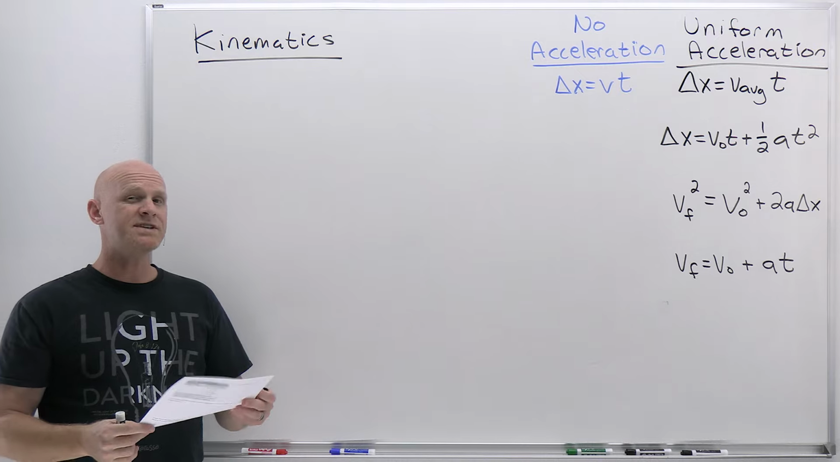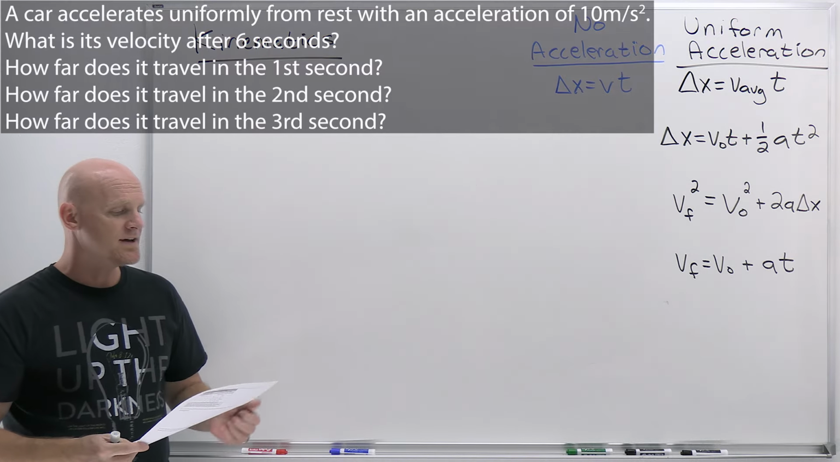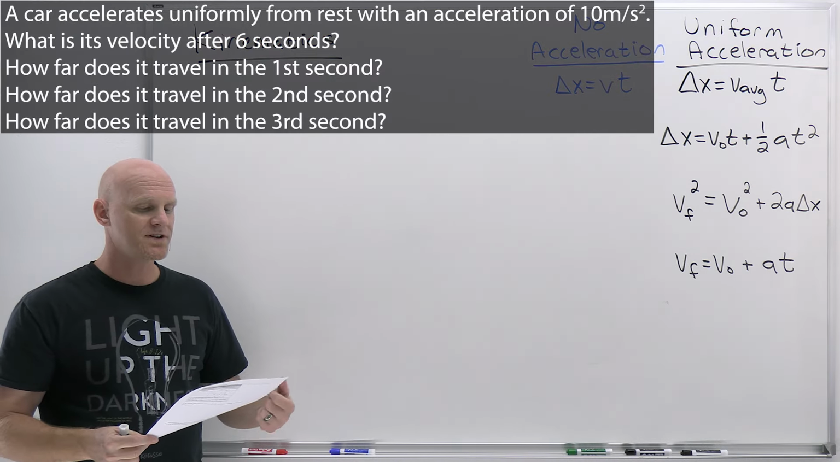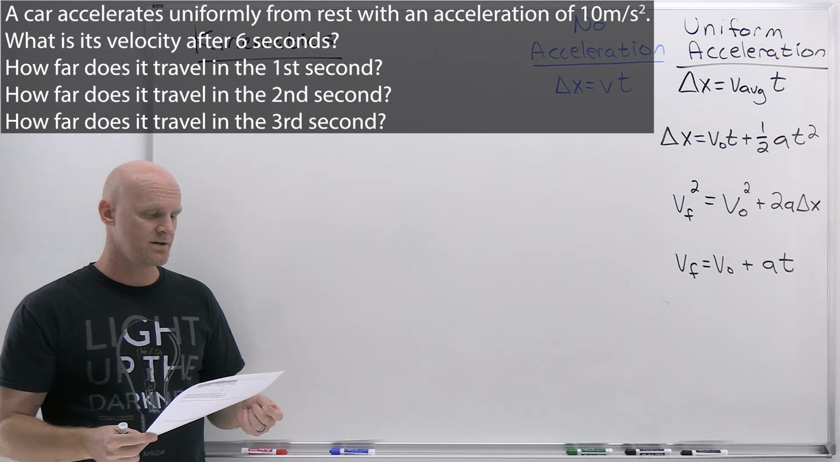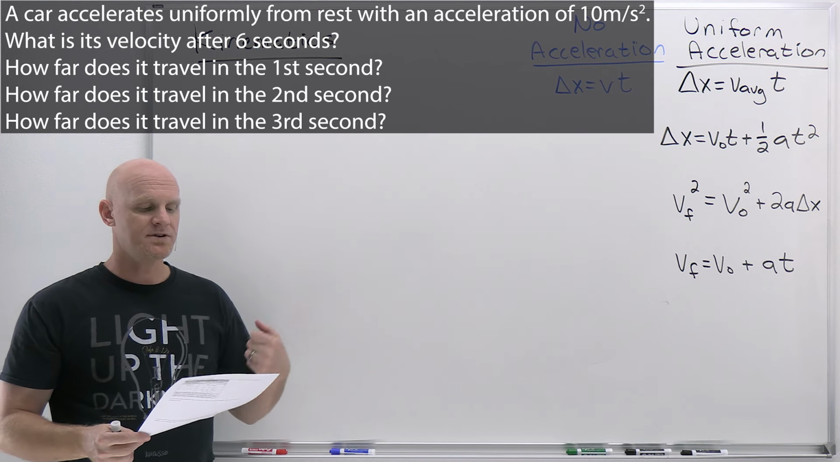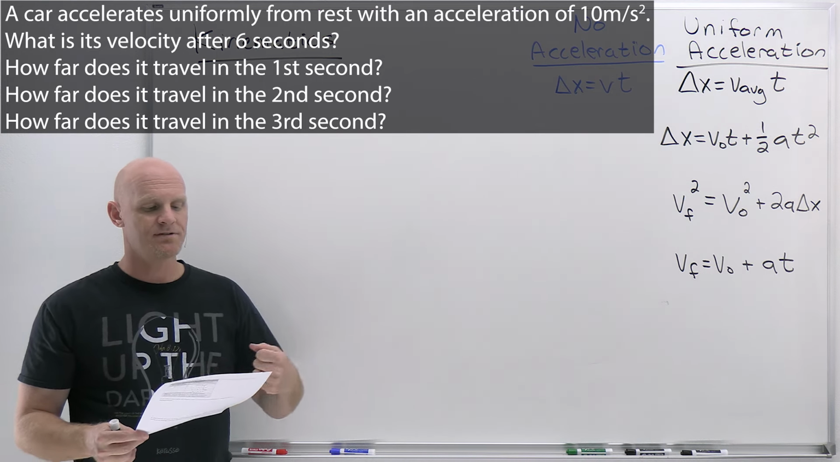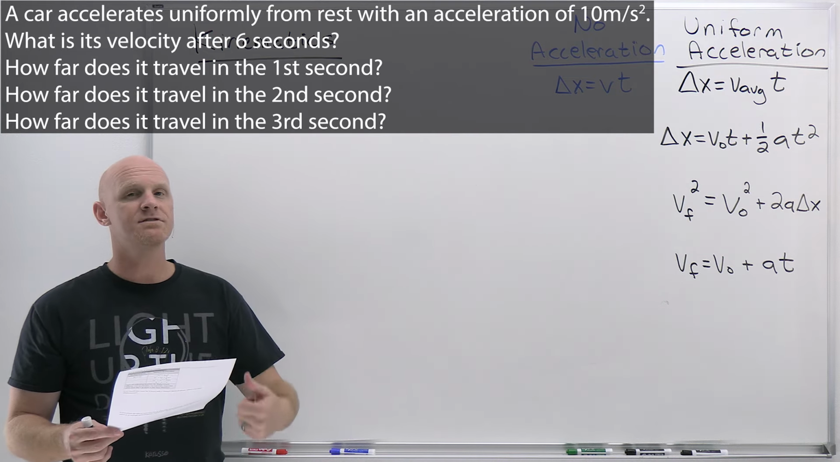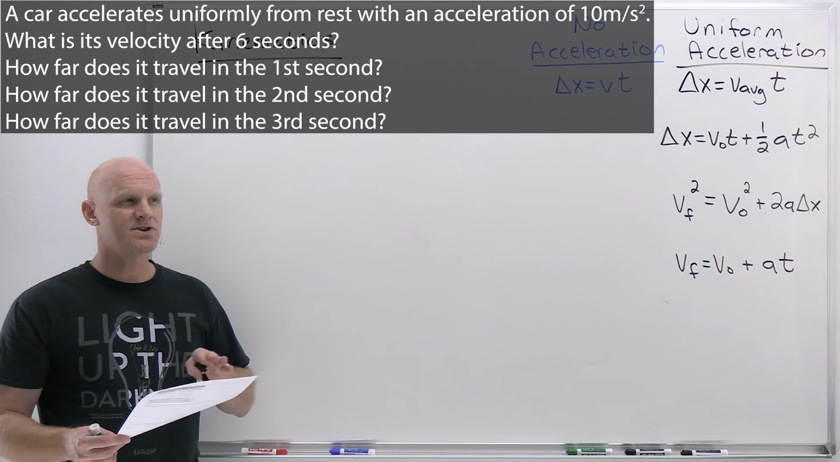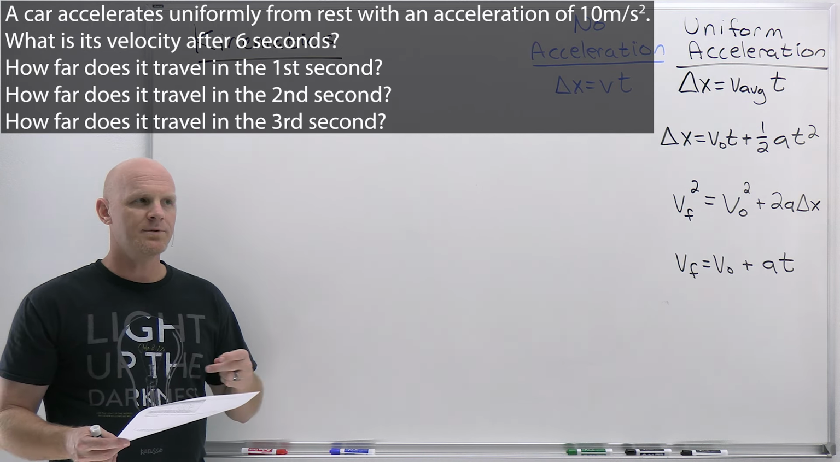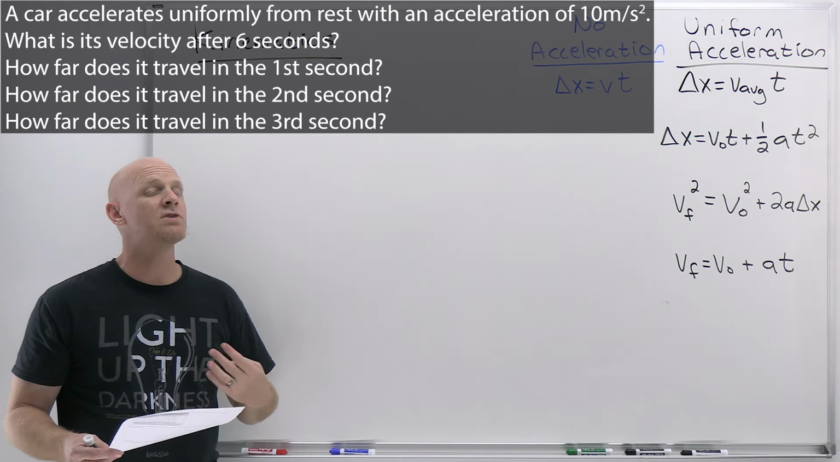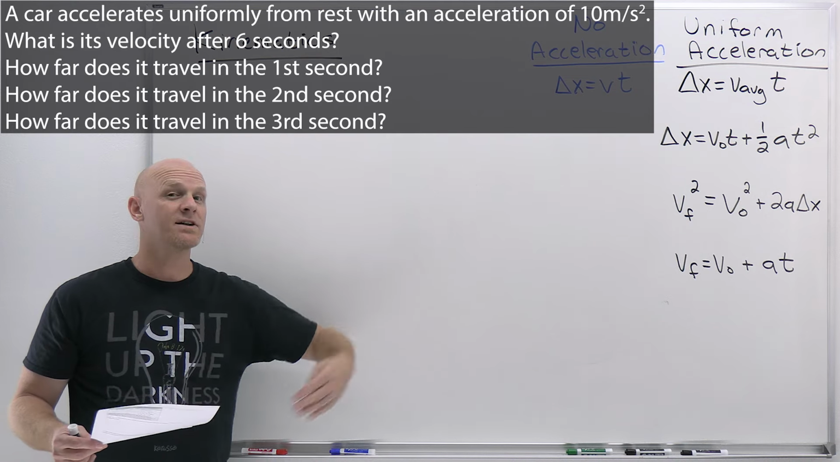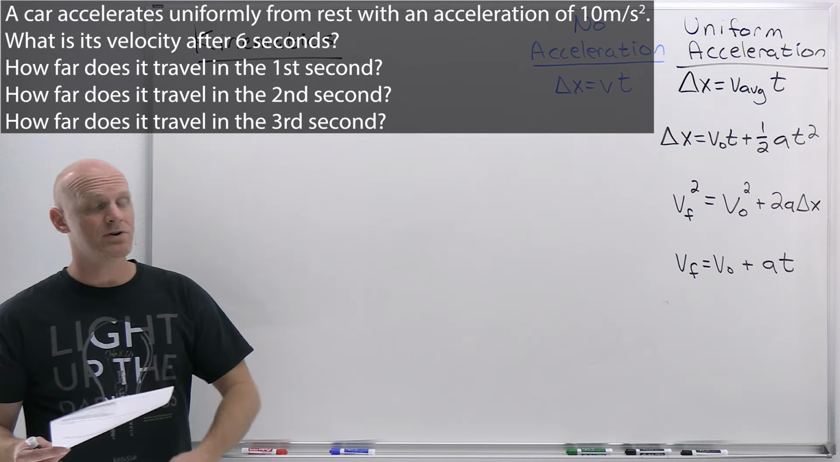All right, the next question here is a multi-part question. It says a car accelerates uniformly from rest with an acceleration of 10 meters per second squared. What is the velocity after 6 seconds? How far does it travel in the first second? How far does it travel in the second second? How far does it travel in the third second? The idea is that if this car is speeding up, then it's going to be going faster and faster and faster. And so how far it travels every additional second should be further and further and further.